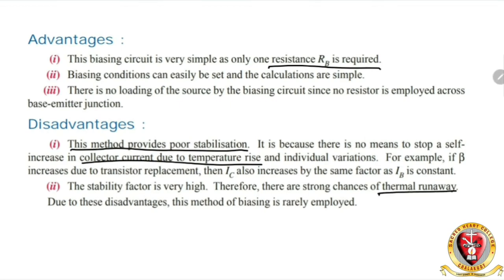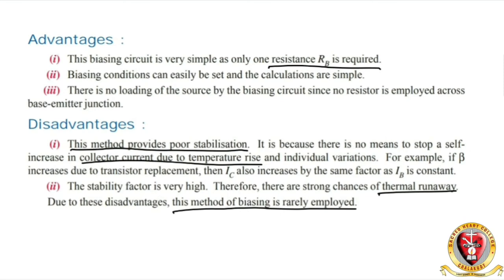If the circuit is not stabilized, we already saw that three things will happen. First one, temperature will change. Second one, thermal runaway. Third one, inherent variations in transistor parameters. Here, since the stability factor is high, there are chances of thermal runaway. So due to these disadvantages, this method is not much used in transistor circuits. So we have seen the advantages and disadvantages of base resistor method.